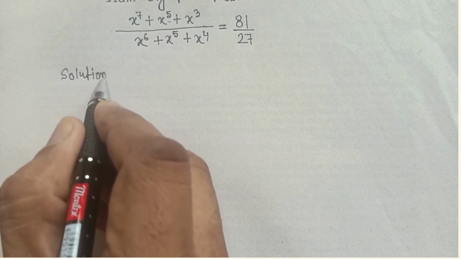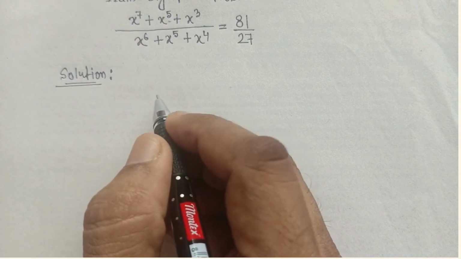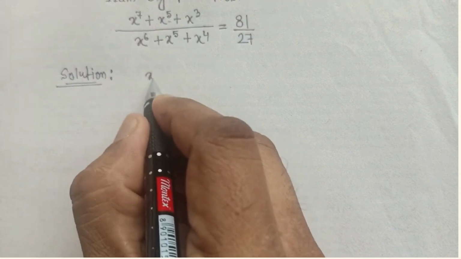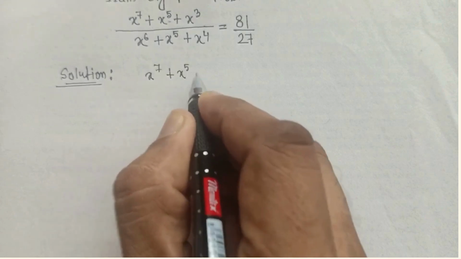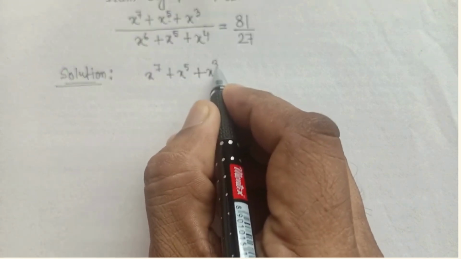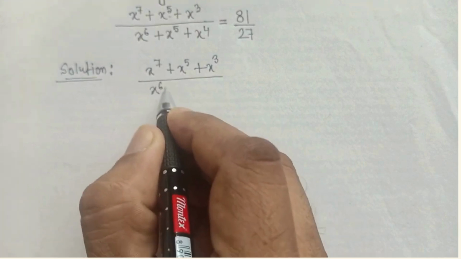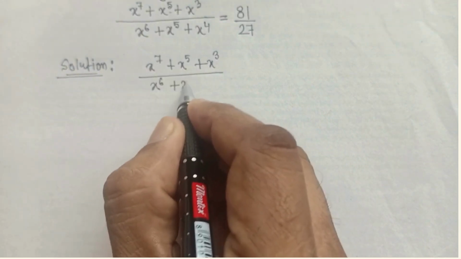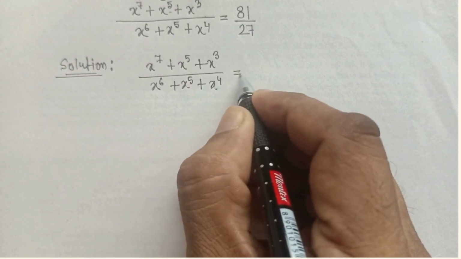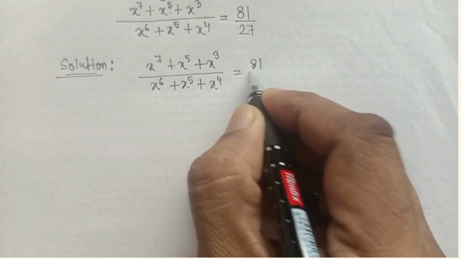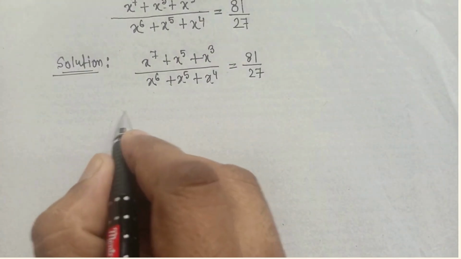We have started to find out the solution or value of x. We have the expression (x^7 + x^5 + x^3)/(x^6 + x^5 + x^4) is equal to 81/27.